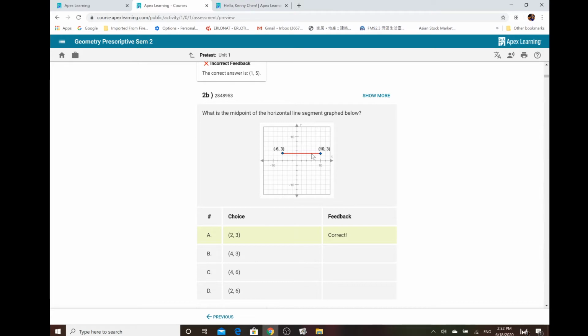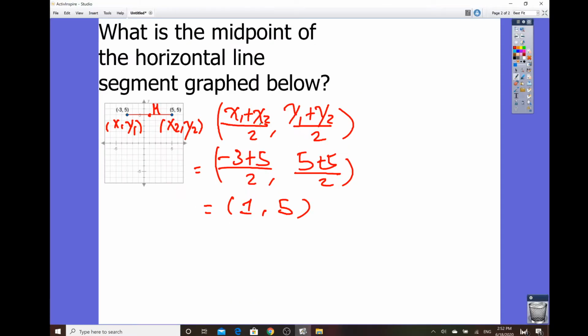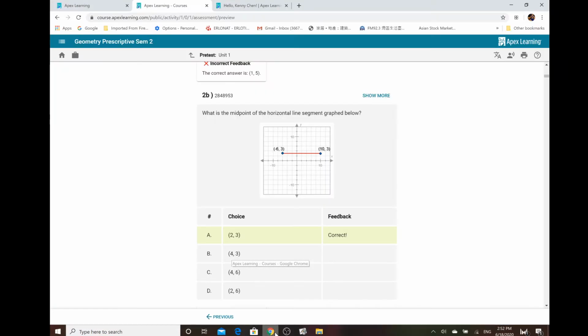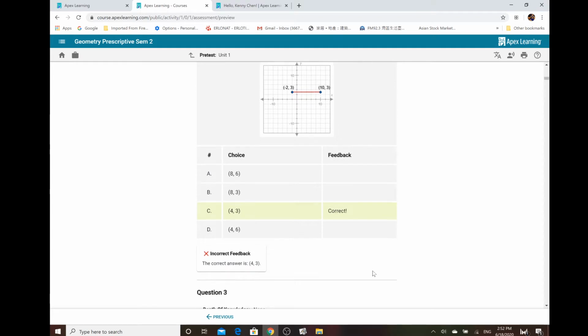So negative 6 plus 10 is 4, divided by 2. So the x value for the midpoint would be 2. And then the y value for the midpoint, y1 plus y2 over 2, so what we got is 3 plus 3 over 2, which is 3, so 2, 3. So again, we're using the midpoint formula: x1 plus x2 over 2, comma, y1 plus y2 over 2. It's just like the way we find the average value of two numbers. Okay, and let's move on to something else.